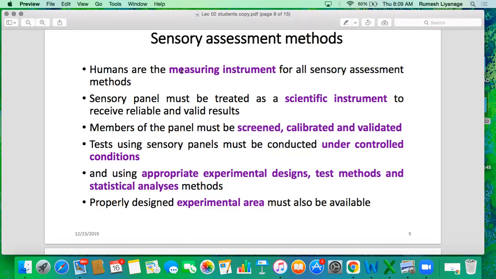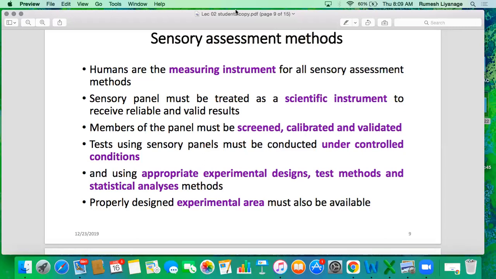Humans are the measuring instrument. Here we use humans as the measuring instruments. Right? So if it is an instrument, we have to calibrate it. And its consistency is very important. When we use a pH meter, we know we have to calibrate it. And we have to maintain it carefully. The temperature range is very important. And how to store it, how to use the buffer solution, all these things are there.